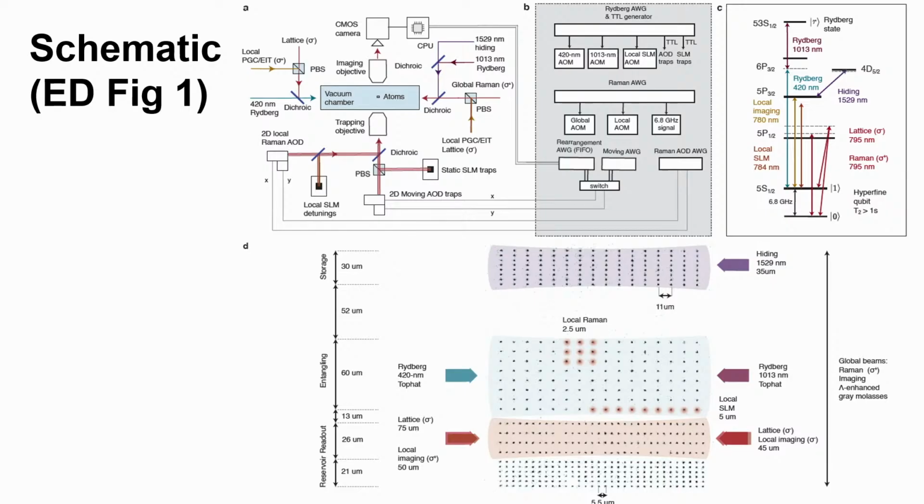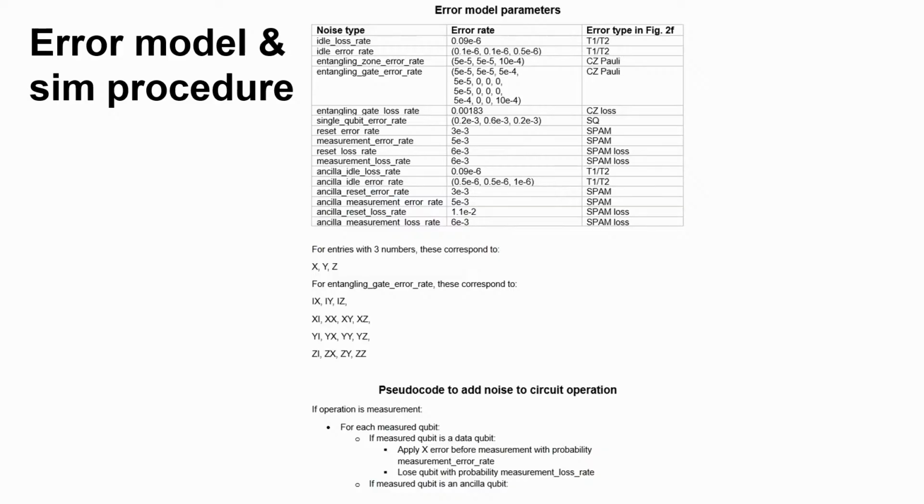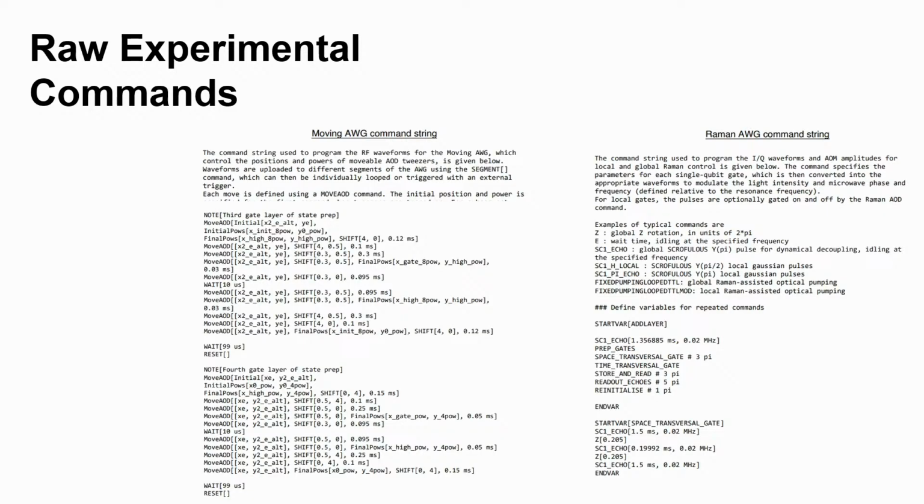And just to flash, so also for people that it's helpful, we also have a lot of extra data in the paper. So these in ED Figure 1 is this schematic of exactly what our processor looks like. We also have raw data for the surface code, as well as a bunch of other ancillary files, such as the error model we have and the simulation procedure that reproduces this 2 times below threshold result, as well as the raw experimental commands. This is all of the circuits that we do, we still type them all out completely by hand manually, where we tell each atom where to move on each individual moment in time, which is something that we should improve.